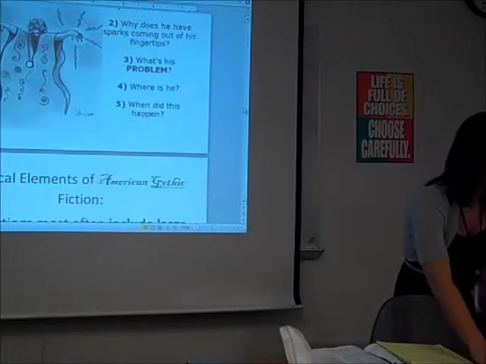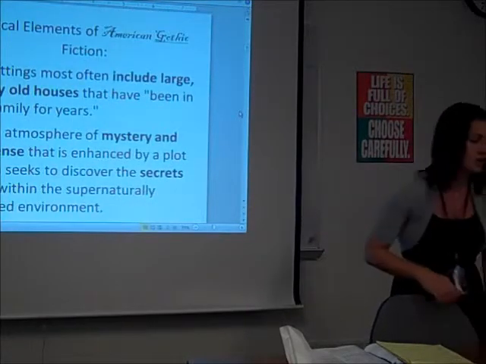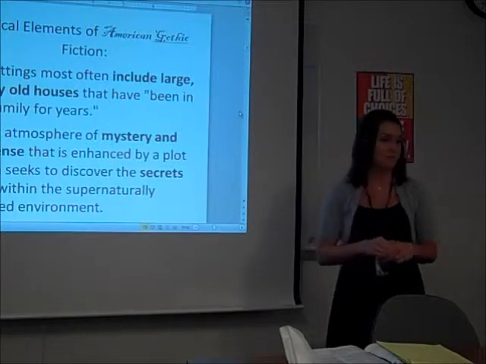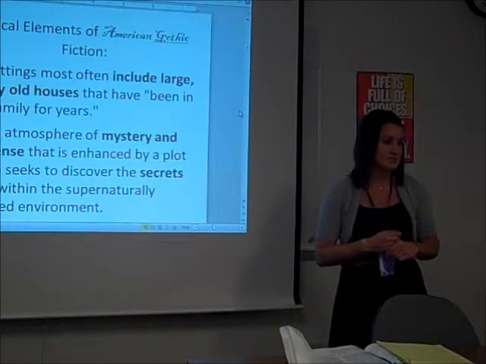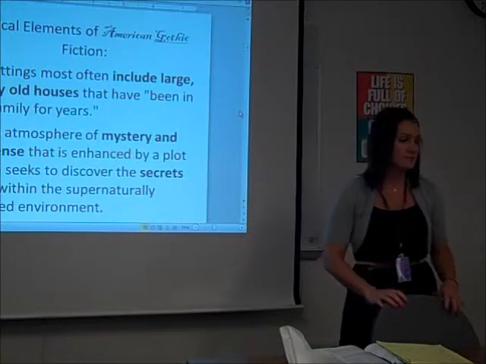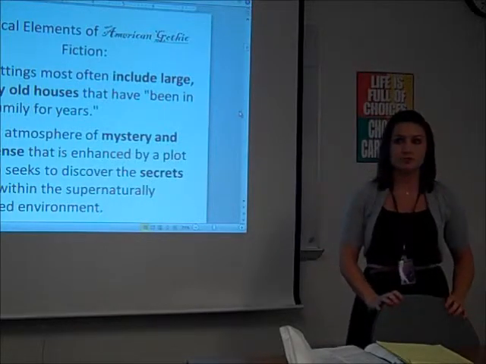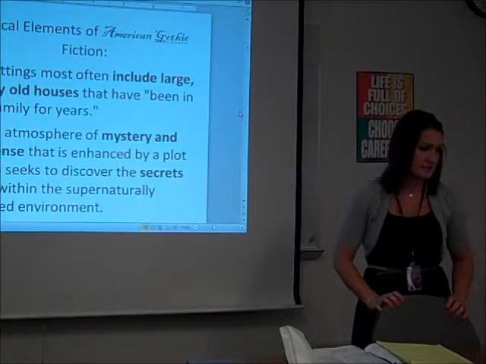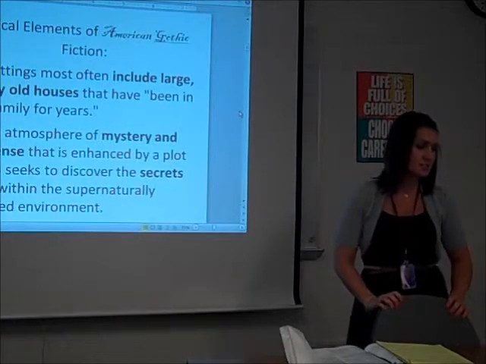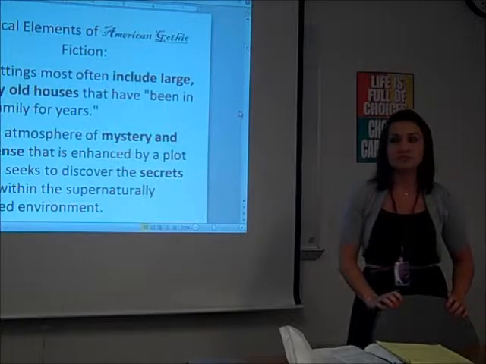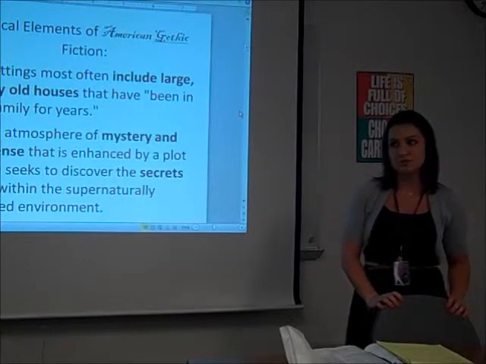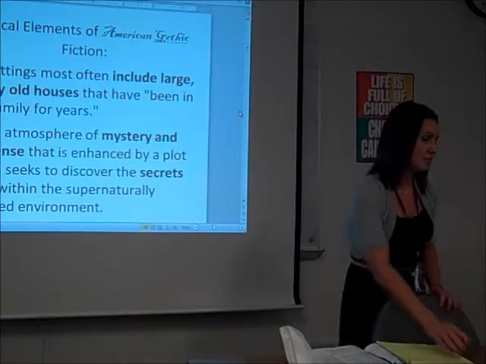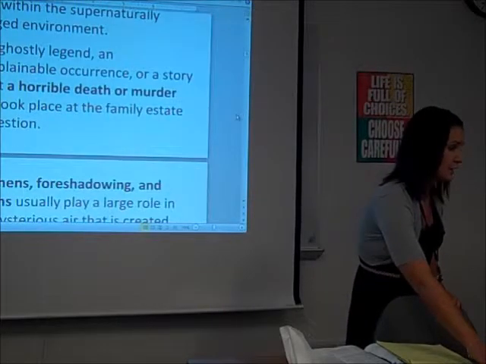All right, so this type of story that we're going to be reading is called American Gothic fiction. So these are different elements of American Gothic fiction. The first one is the settings most often include large, drafty old houses that have been in the family for years. There is an atmosphere of mystery and suspense that is enhanced by a plot which seeks to discover the secrets lying within the supernaturally charged environment. So do you guys like mystery and suspense? Yeah. The supernatural? All right, well, we'll see elements of that within this story.